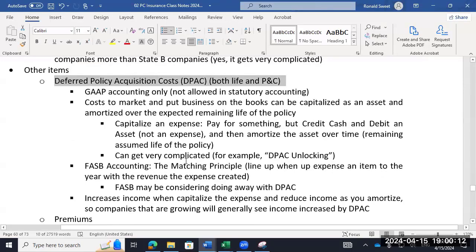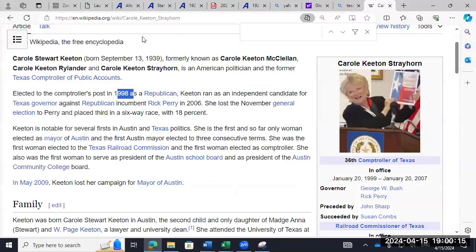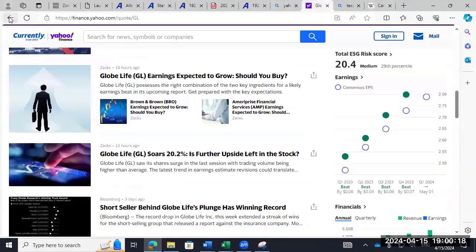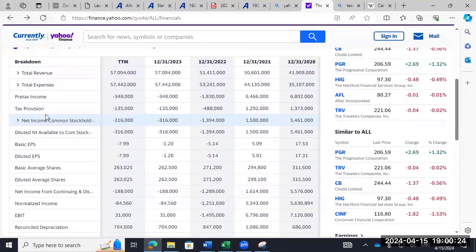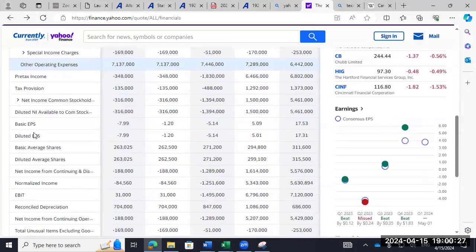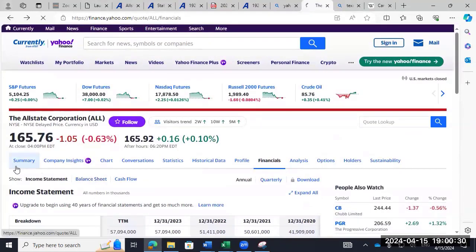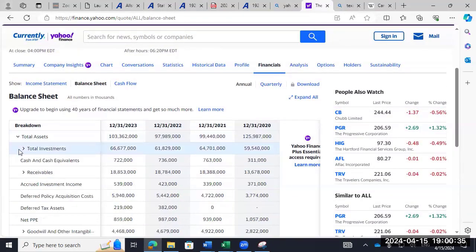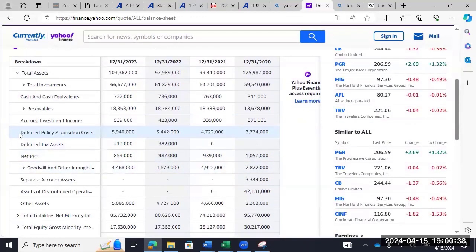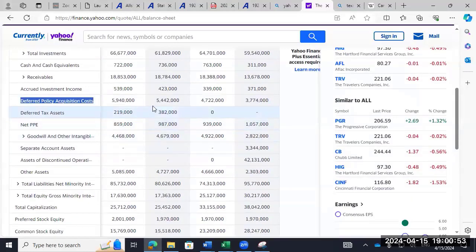All right, so some special accounting rules. One thing's called deferred policy acquisition cost. I don't know if we can see this in Allstate. In the income statement, it probably would be on the balance sheet. You won't see this on any other kind of company. It's an asset. Y'all see it? There it is right there. I challenge you to find any other company that has that other than an insurance company. Life insurance and P&C both have it. Any guesses what that might be? It's a big number, $5 billion.